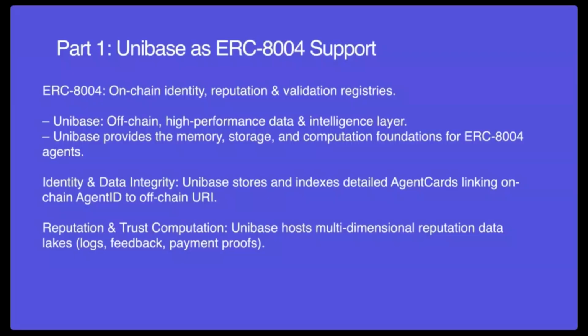symbiotic relationship. For identity and data integrity, Unibase stores and indexes detailed agent cards that link the on-chain agent ID to off-chain URI resources. For reputation and trust computation, Unibase hosts multidimensional reputation data lakes including logs, feedback, and payment proofs. This allows for sophisticated reputation calculations without burdening the blockchain with heavy computation.